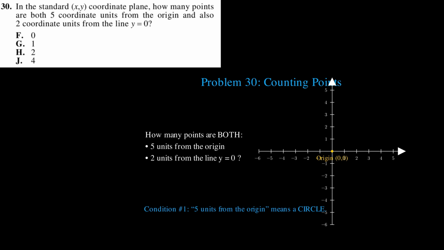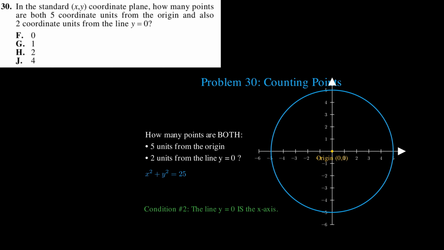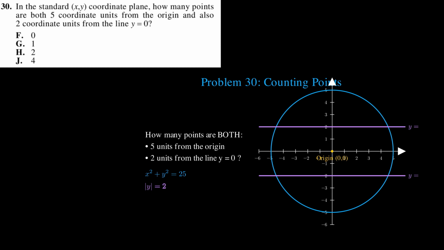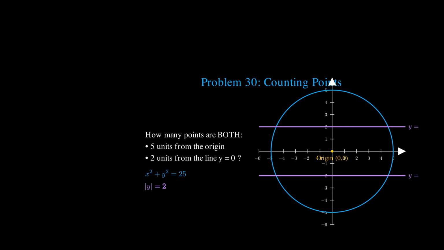Now here's an important idea. If you mark all points that stay the same distance from one point, the shape you get is a circle. So every point that is 5 units away from the origin forms a circle centered at the origin with radius 5. The line y equals 0 is just the x-axis. So what does it mean to be 2 units from the x-axis? It means your vertical distance from the x-axis is 2. So your y value must be either positive 2, meaning 2 units above, or negative 2, meaning 2 units below. So this condition gives us 2 horizontal lines, y equals 2 and y equals negative 2.